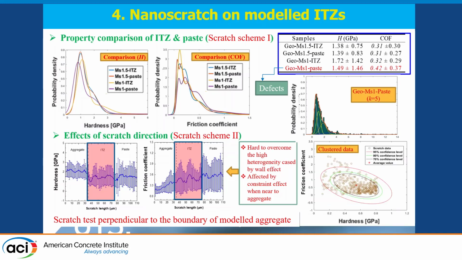Then if we put all of the data together and plot the friction coefficient versus hardness, you can see this kind of trend. They are not directly linearly related. Actually, they have an indirect relationship, because the hardness is mainly related to the composition of your interface, while the friction is related to the topology of your material. So you don't have a direct relationship.